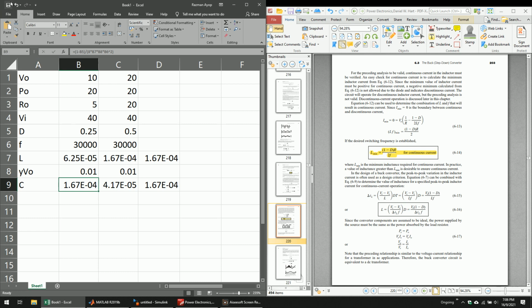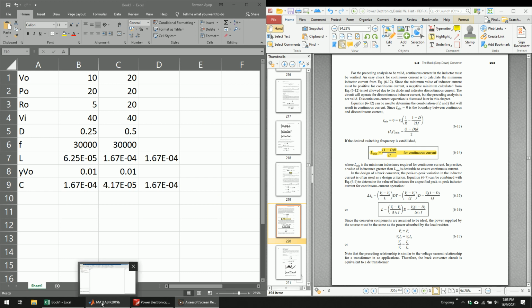So this is how to design the buck converter. The important ones are the output resistance, the duty cycle, and the inductors. You complete the design. Now you will move on to the next part, which is the simulation.